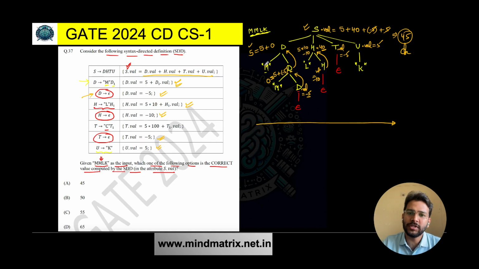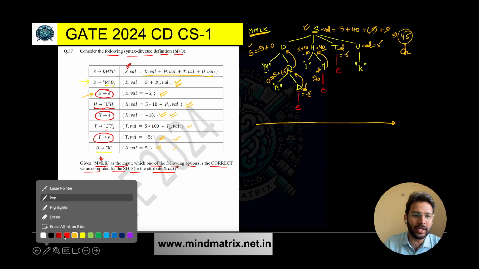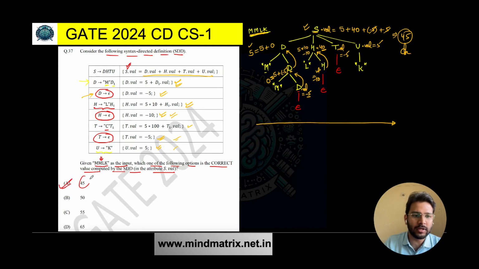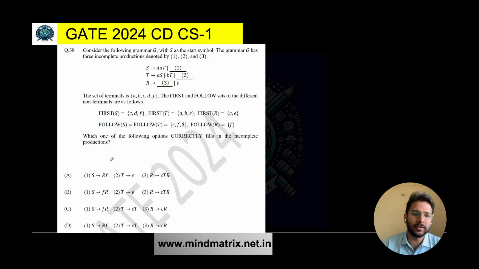Clear? So based on the input, you have to make this tree, and then you have to assign the values based on the translations given to you, and finally you have to compute the S dot value, which we are getting as 45. So option A is the correct answer here. 45 is the correct answer. Clear? Simple question, right? Let's proceed further.